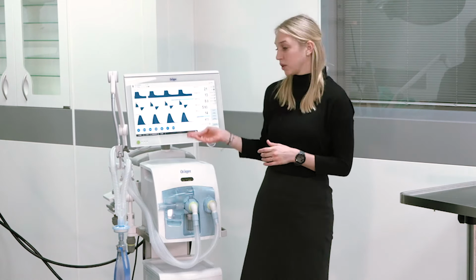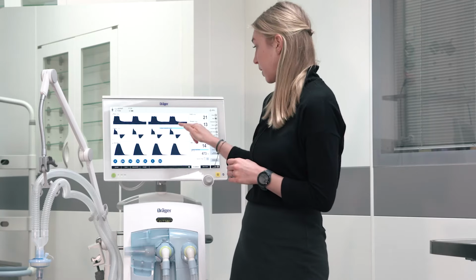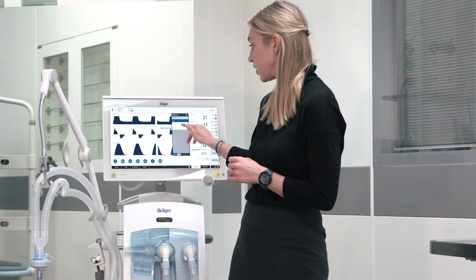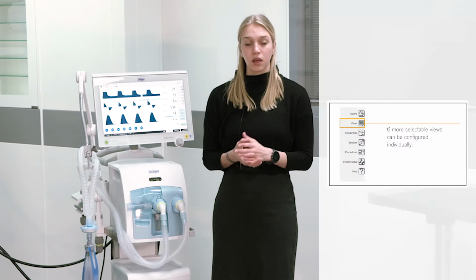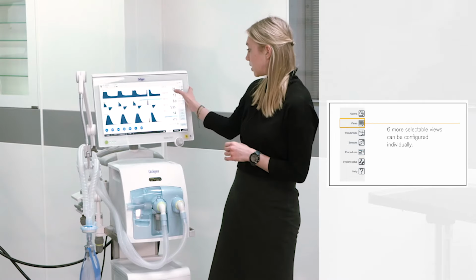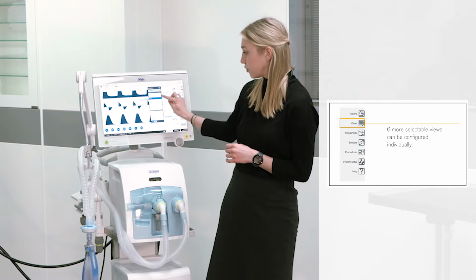In this example, you can see 3 waveforms and measurements. If you want to adapt the respective waveform, simply press the field and choose from the list. According to the same principle, you can select a different parameter for the measurements.